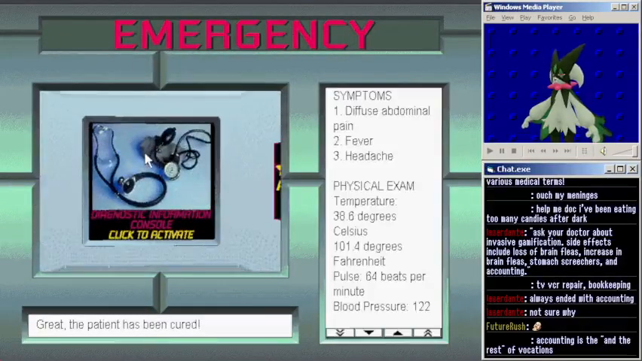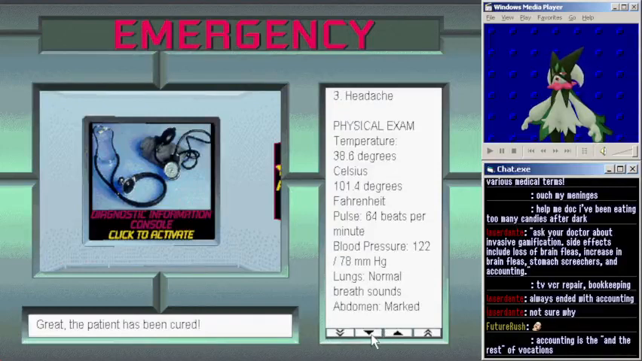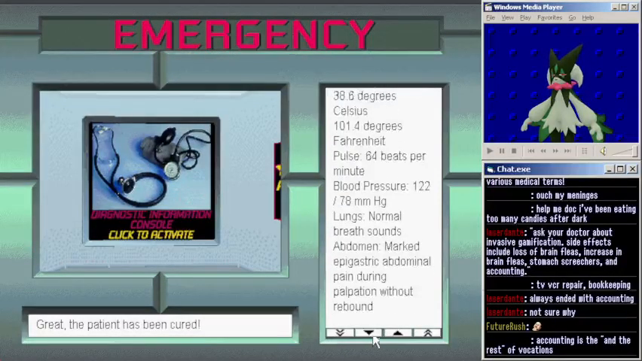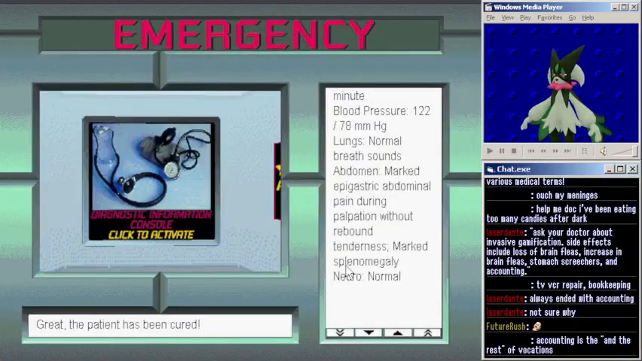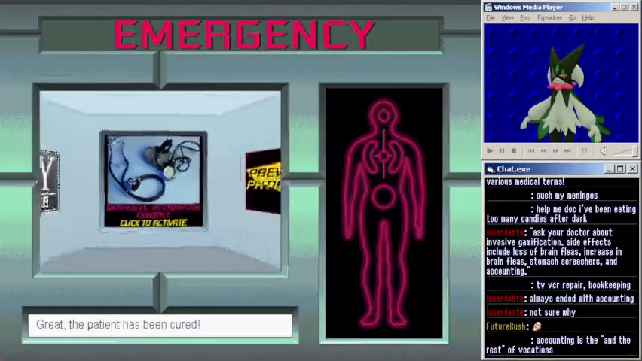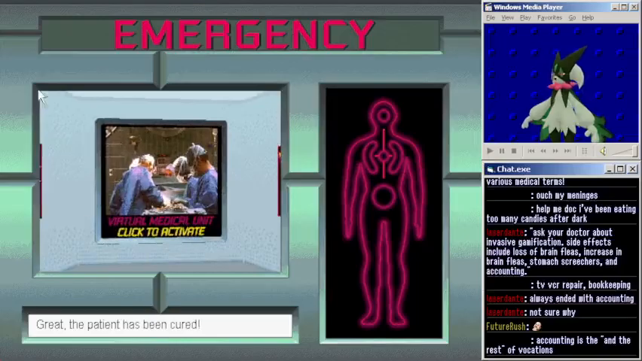What is his temperature? Hot damn. 101.4 degrees Fahrenheit. Pulse 64 beats per minute. Blood pressure 122 over 78. Lungs normal breath sounds. Abdomen marked. Epigastric abdominal pain during palpation without rebound. Tenderness marked. Splenomegaly. Neuro normal. Whatever. Let's do e-surgery.